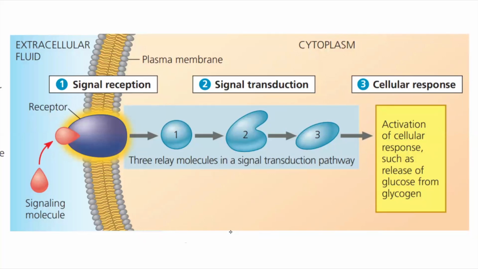So that's signal transduction. And there can be a whole bunch of molecules in between. Here they're giving 3. There can be like hundreds. It can get real messy. And then lastly, the cellular response. What is the cell doing?